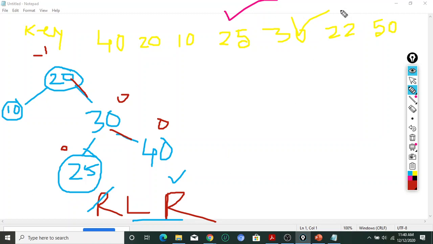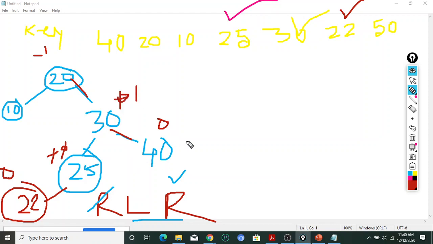After that, if I want to add 22, what will happen? 22 will be placed on the left hand side. Yes or no? 22 will be placed on the left of 25. Now check this one. Again we are updating the balance. So this is 0, this is plus 1. Okay, this is plus 1. 1 minus 0, that is plus 1, and that tree became 2 minus 1, that is also plus 1.